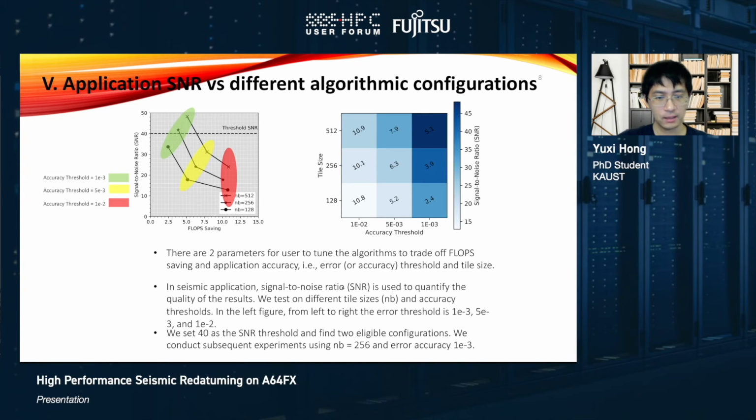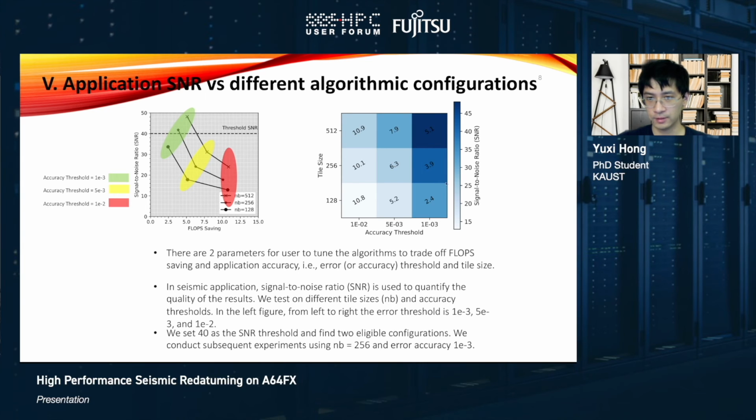We use SNR, signal to noise ratio, to quantify the quality, and we test on different tile sizes and accuracy thresholds. In the left figure, from left to right, the error threshold is 1e-3, 5e-3, and 1e-3. And we set 40 as the SNR threshold. We finally get two eligible configurations. We conduct a subsequent experiment using MB equals 256 and error accuracy equals 1e-3.